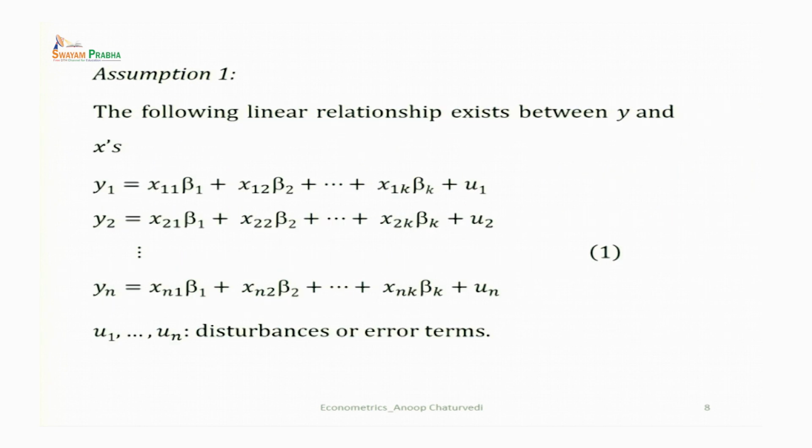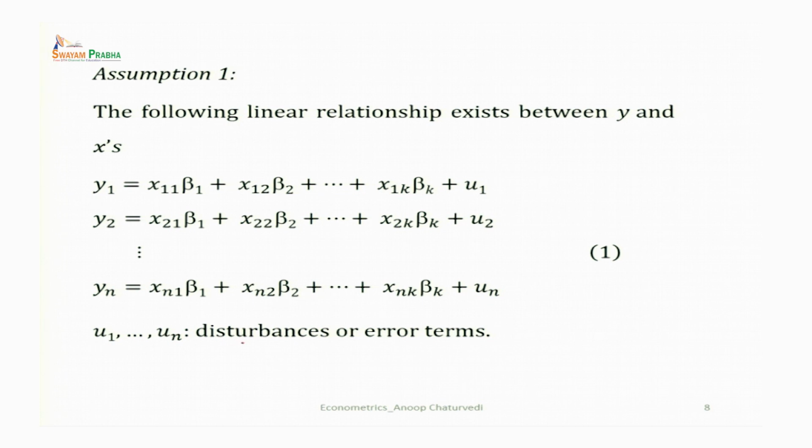Now, we take certain assumptions which are required for developing the least square theory for estimating the parameters of the model. So, the first assumption is that the following linear relationship exists between y and x's. Corresponding to the first observation, y1 is equal to x11 beta 1 plus x12 beta 2 plus so on plus x1k beta k plus u1. u1 is the random disturbance term corresponding to the first observation. Then corresponding to the second observation, y2 is equal to x21 beta 1 plus x22 beta 2 plus so on plus x2k beta k plus u2, and so on. Corresponding to the nth observation, you have yn equal to xn1 beta 1 plus xn2 beta 2 plus so on plus xnk beta k plus un.